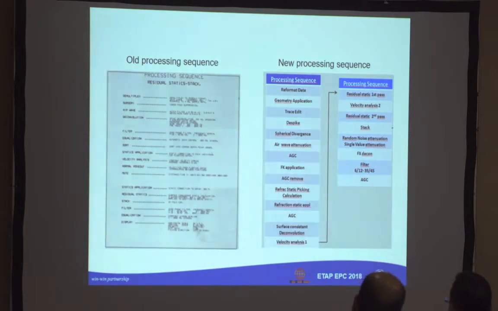The only big difference maybe is the deconvolution, as we used DKC, surface consistent deconvolution, and something for first break picking for the static, and of course with two pass. If you look, it's not a big difference between those two processing sequences.